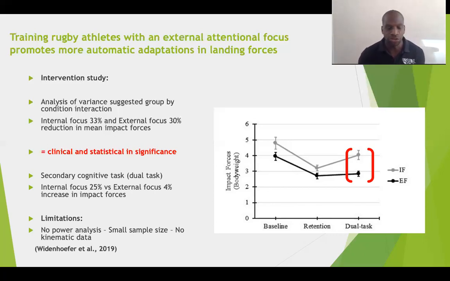However, there are limitations. The first limitation is that no power analysis was undertaken, so it's difficult to know if the sample size was appropriate to justify the change.